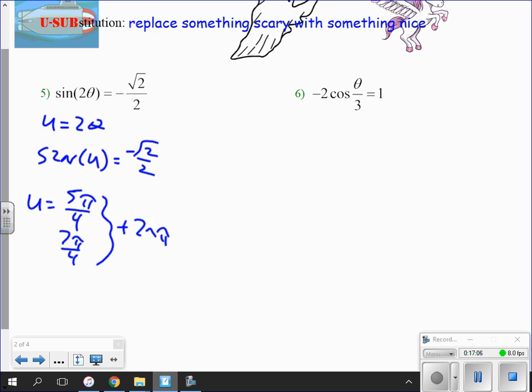However, did I start my problem with U? No, my original variable was not U. My original variable was theta. I need to solve for theta. But what does U equal? U equals 2 theta. So I go, oh, wait. U equals 2 theta. That means 2 theta equals 5 pi over 4 and 7 pi over 4 plus 2n pi.